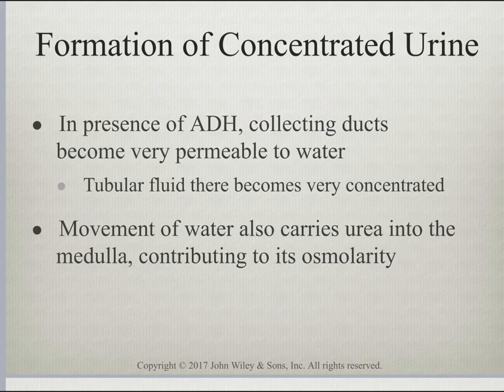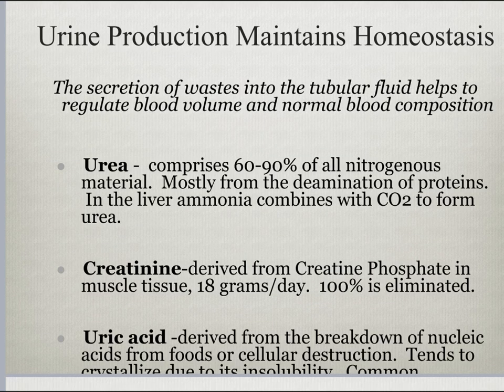Continuing with formation of concentrated urine, we go back to antidiuretic hormone. So again, to review, in the presence of antidiuretic hormone, our collecting ducts become very permeable to water. As a result, tubular fluid becomes very concentrated as we move water back into the interstitium. Movement of water also carries urea into the medulla, contributing to its osmolarity. When we look at urine production, the main focus and goal is to maintain homeostasis. It does this by the secretion of waste into the tubular fluid, which is going to help to regulate 1, blood volume, and 2, normal blood composition.